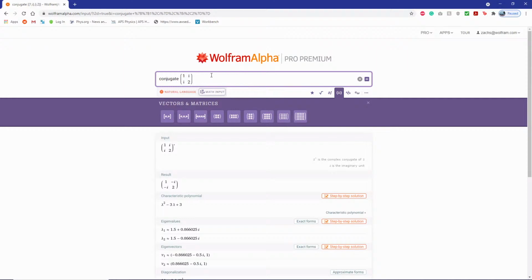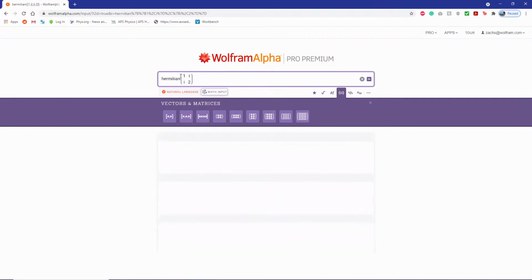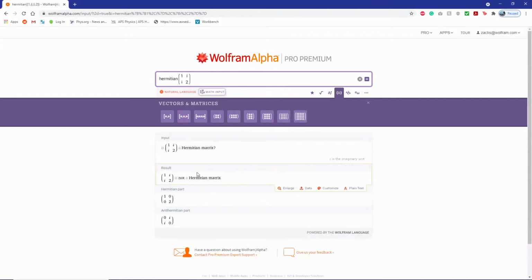So I did conjugate, which is just the complex conjugate. I just thought I'd show this because this is something I use for physics a lot, and Hermitian space and things like that. You can ask if a matrix is Hermitian, and it's going to be false because it has imaginary parts and things like that.